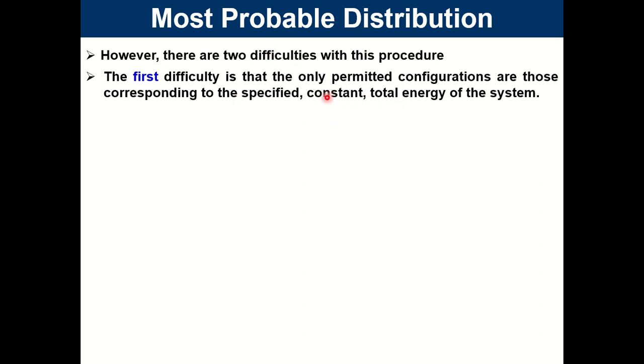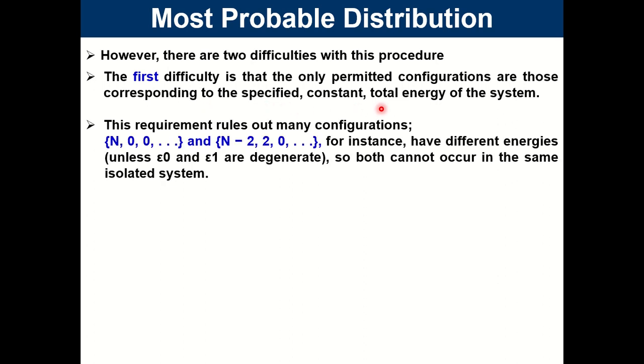The first difficulty is that the only permitted configurations are those corresponding to a specified constant total energy of the system. This requirement rules out many configurations. In the previous case we have been discussing, this is the first configuration and this is the second configuration. But if we do it in this way, then the energy of the two systems is going to be different. So the total energy of the system cannot be kept constant if we have this kind of thing. These two configurations would be possible if the energies were degenerate. Only in that case are these two configurations possible. Otherwise not.